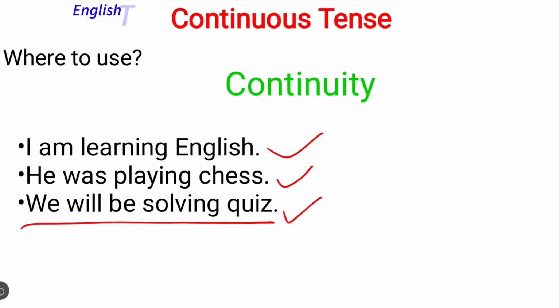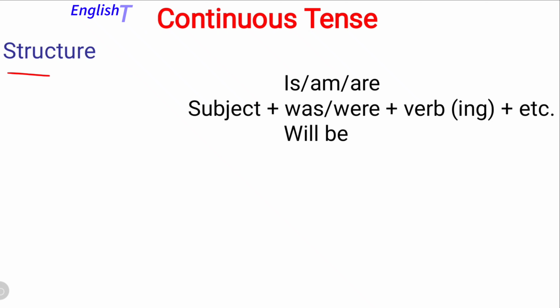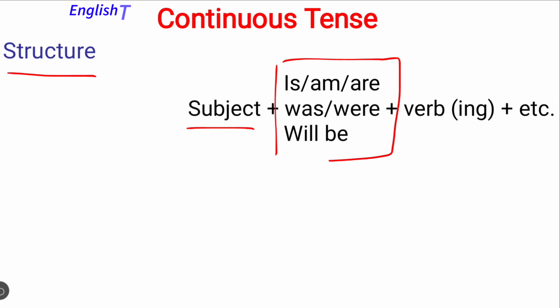Let's talk about how can we create continuous tense. How can we create our sentences in continuous form. So I have the structure for you: subject, and then we have to put a helping verb from any of these, and then we have to use the verb in its continuous form. Sometimes we call it fourth form, but mostly we call it ing form. So you have to put the subject, helping verb, and then the main verb in ing form. Don't forget to put ing form.